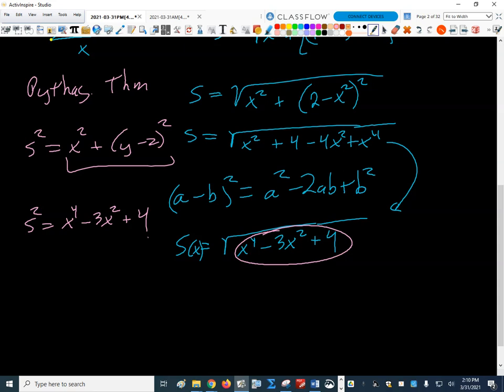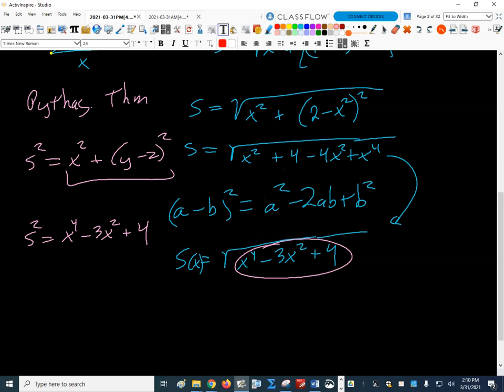Well, wouldn't the square of the distance also be minimized when the distance is minimized? True or false? Does that statement make sense? That's true. That's a true statement, isn't it? Right? If the distance is minimized, then the square of the distance would also be minimized.